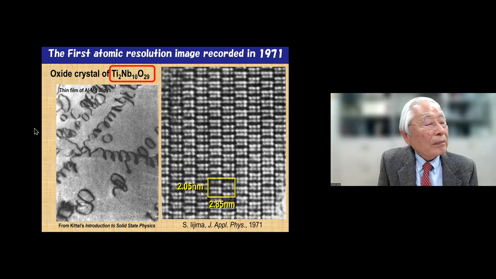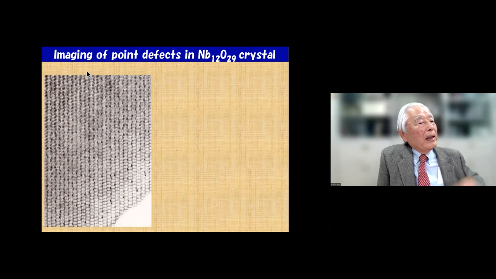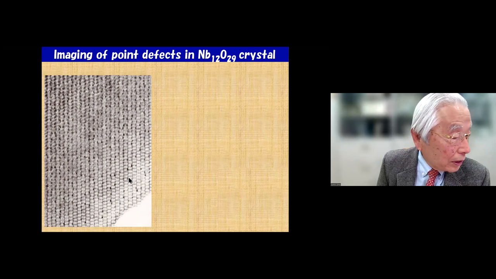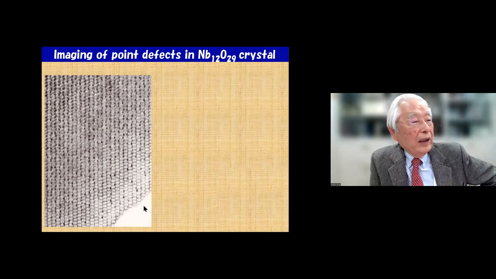So with John Cowley, when I was at Arizona State University, one application of high resolution microscopy is not simply the analysis of crystal structures, but you see the dark dots everywhere. So what are they? Point defects. Those you cannot see through X-ray or other techniques, but we can do it using microscopy.